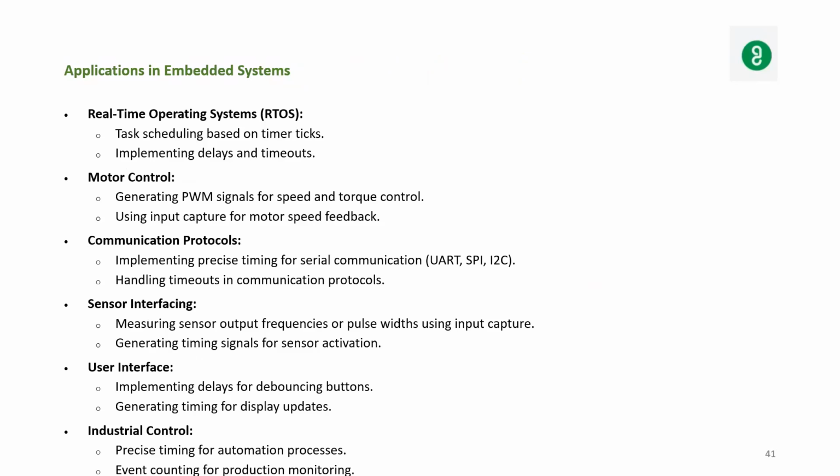The basic applications in embedded systems are, first, real-time operating systems. It does task scheduling on timer ticks and implements delays and timeouts. Next is motor control: generating pulse width modulation signals for speed and torque control, and using input capture for motor speed feedback.